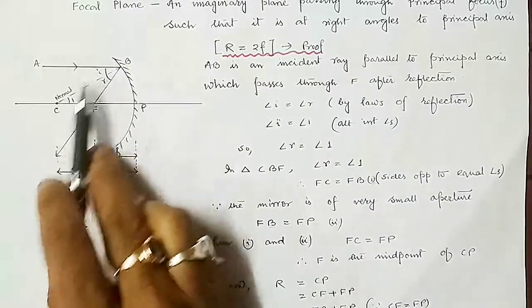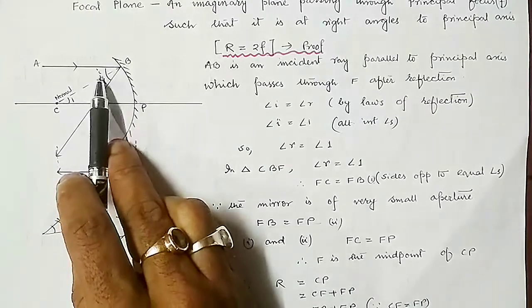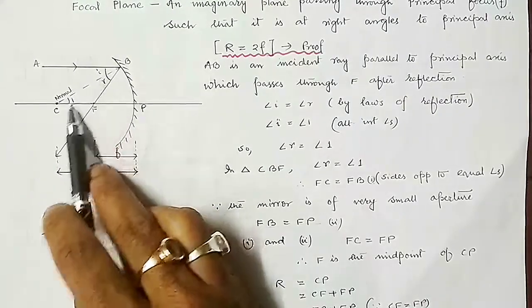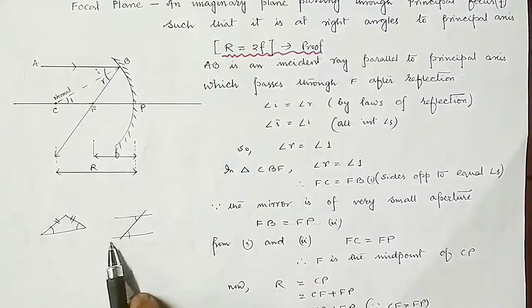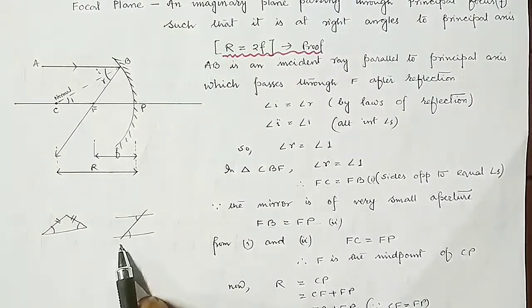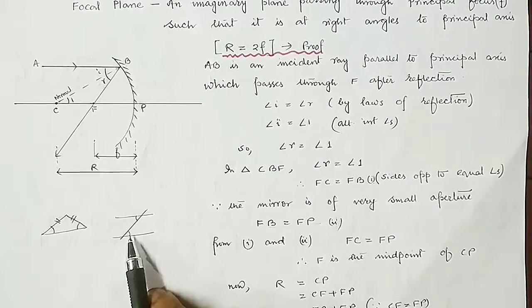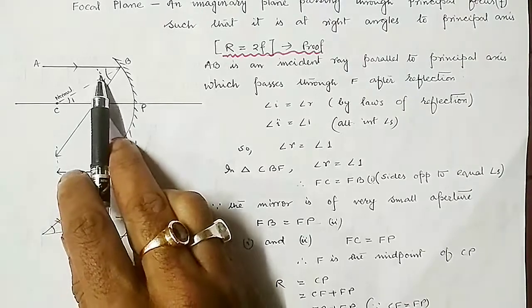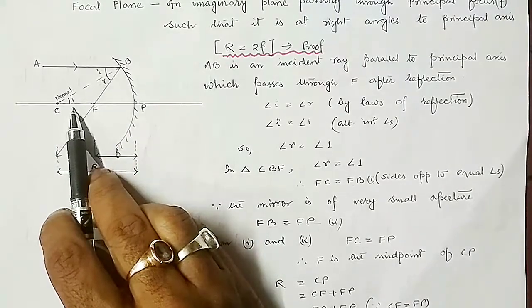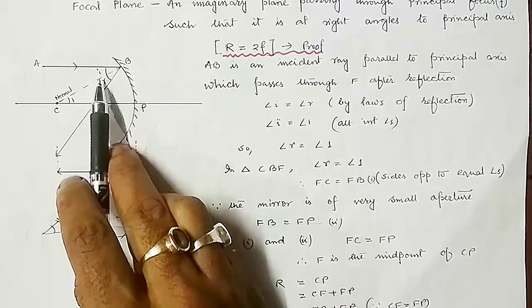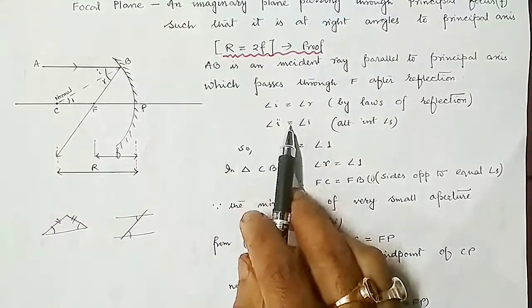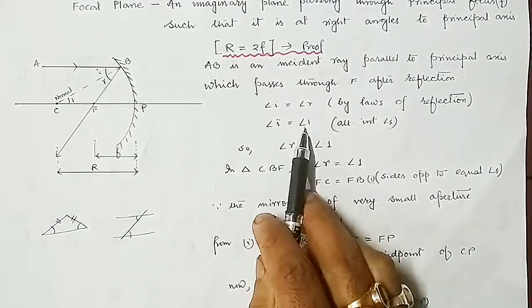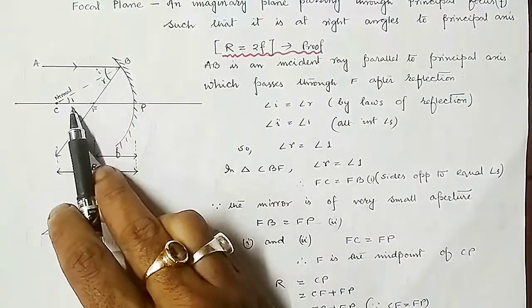Now since AB is parallel to CP, angle I and angle 1, these two angles will be equal because they are alternate interior angles. I think you know that if these two lines are parallel and one transversal is there, then these two angles are equal. Then these angles are called alternate interior angles. So here angle I and angle 1 will be equal. Previously we got angle I equal to angle R. Again we got angle 1 equal to angle I. So from these two relations we can write angle R equal to angle 1.